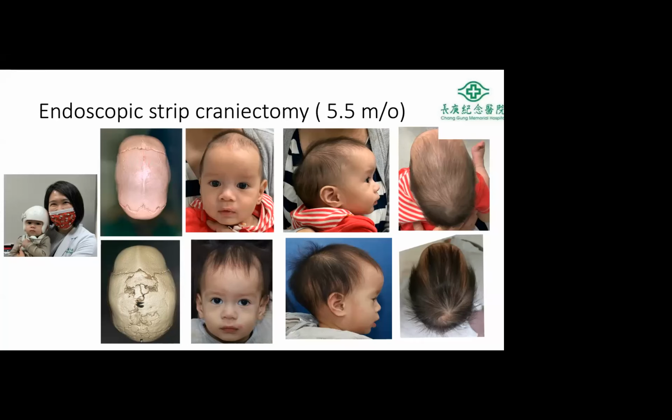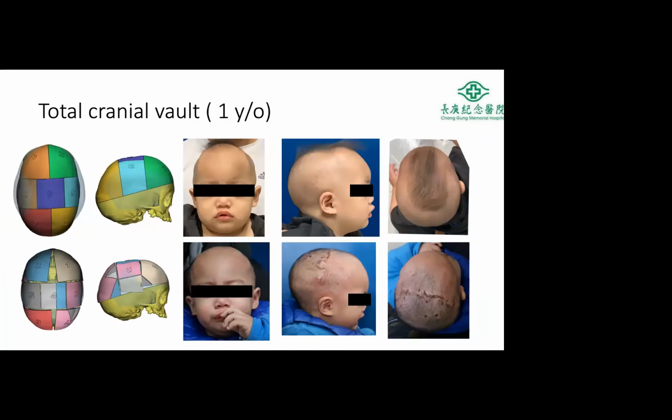So I think if you can do an earlier surgery, you probably do not need the helmet to shape the head. After 6 months, I did the cranial vault reconstruction for the sagittal, like this boy who comes around 1 year. So we did the surgery around 1 year. We do the total cranial vault reconstruction.